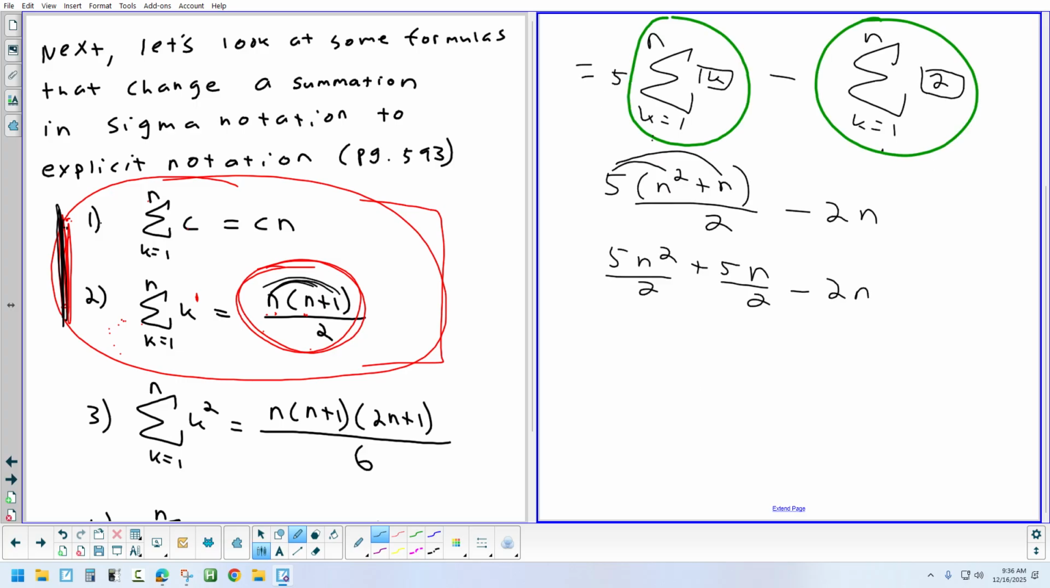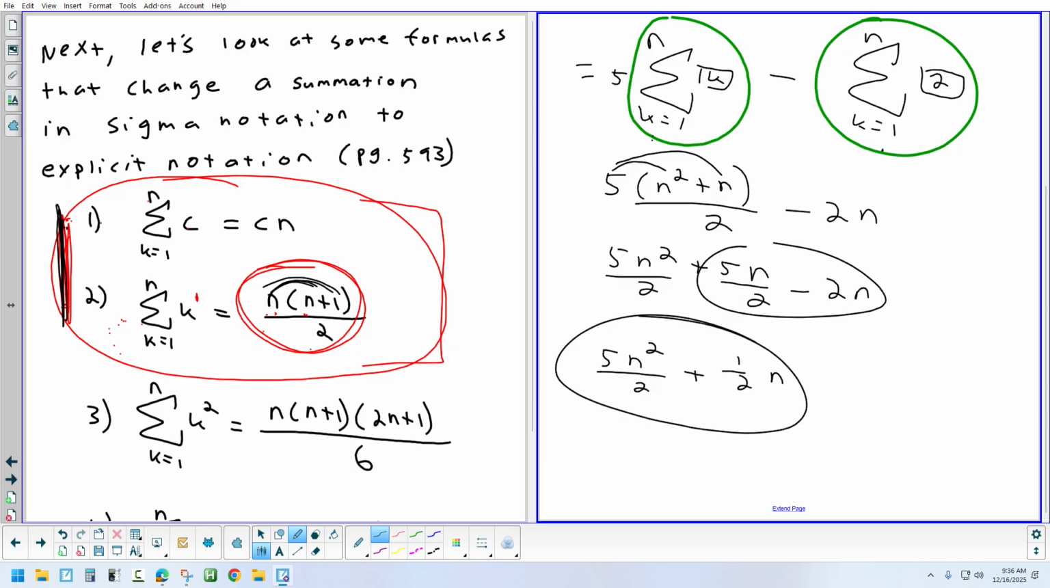This time the 2 doesn't cancel, but I have like terms I can put together. So 5n squared over 2. So 5n, what's 5 divided by 2? 2.5. What's 2.5n take away 2n? Half n. There you go. So now if you wanted to add up the first 100 terms in that sequence, just plug in the number 100 for n, and it'll add them all up for you. All right, any question on that one?